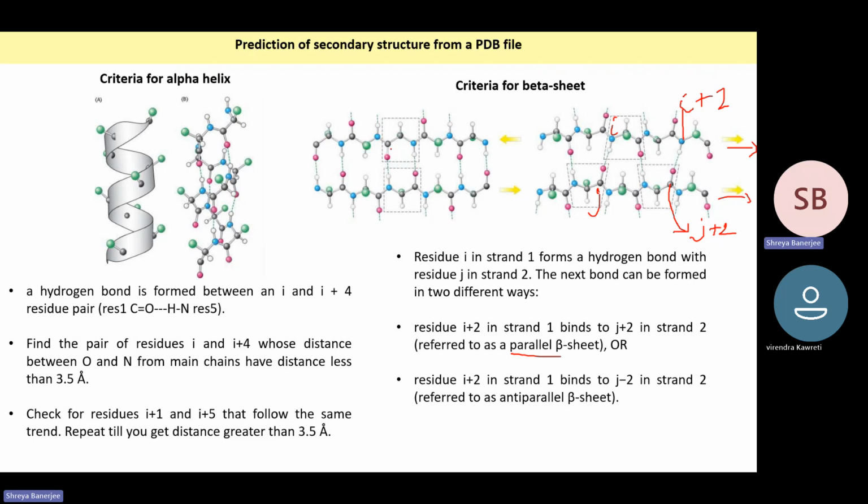And here let us consider this as I and this as J. This is anti-parallel beta sheet where this is I plus 2. This is I minus 2, because the sheet is going in this direction. So if you go in the opposite direction, it will be minus. And this is J plus 2. So if I and J have hydrogen bonding and I minus 2, J plus 2 has hydrogen bonding, then they are in opposite directions and it is an anti-parallel beta sheet. So this is a criteria for beta sheet.